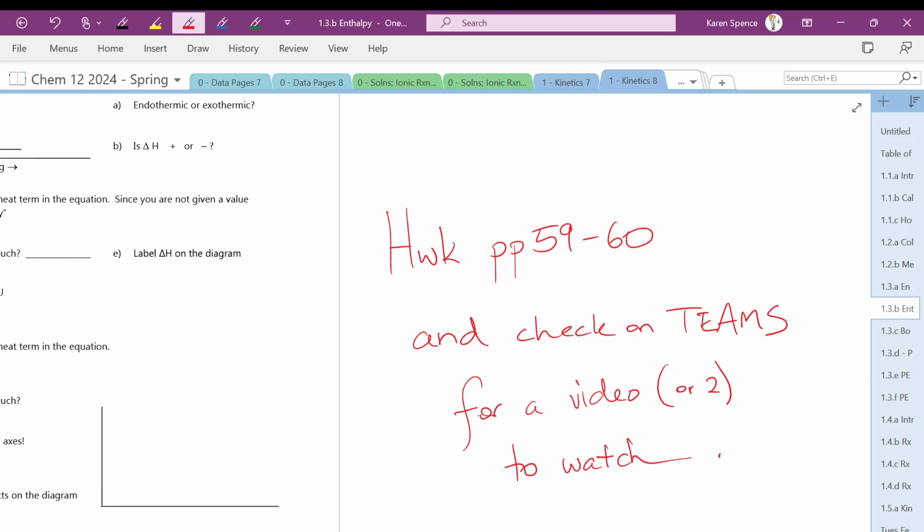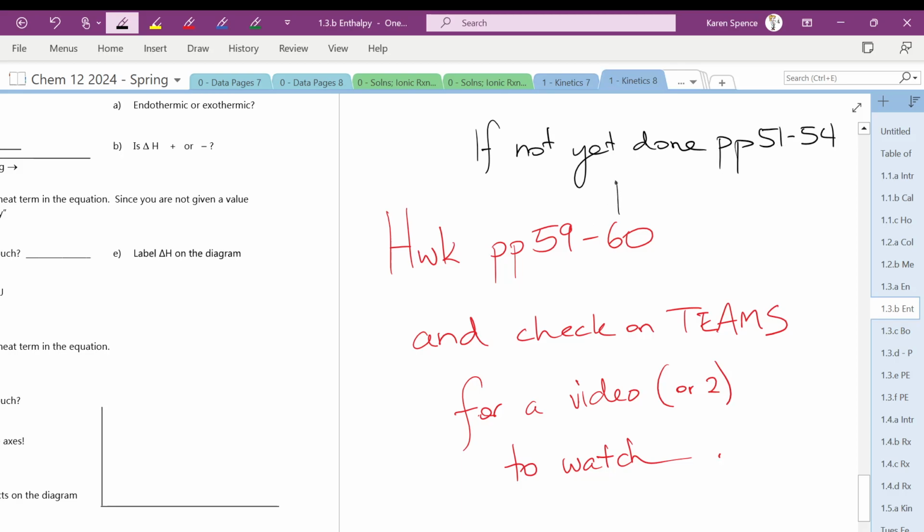Did we supposed to read this? Yes, you were supposed to have read that one. Yes. I'm fine then. Okay, yeah. 1.3, read and do it. Okay, also, if you didn't do 1.3a, what pages is that? 51 to 54. If you've not done 51 to 54, please do.